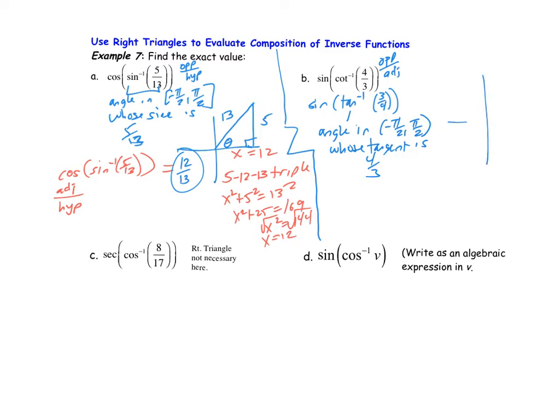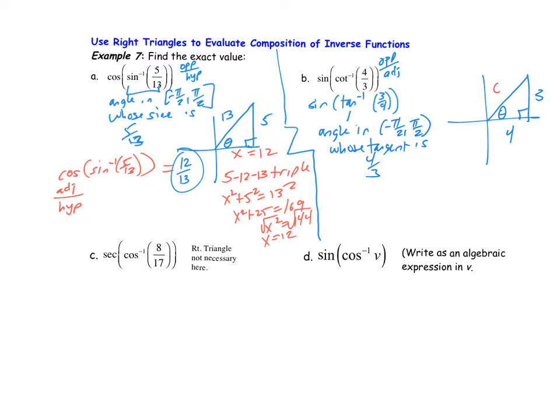So I'm going to draw a triangle. It's either going to be in quadrant 1 or quadrant 4. Since tangent is positive, that means it has to be in quadrant 1, because in quadrant 4 tangent is negative. So I'm going to draw my right triangle in the first quadrant. The length of the opposite side is 3. The length of the adjacent side is 4. And now we need to find the missing side.